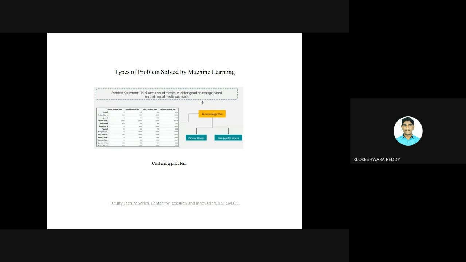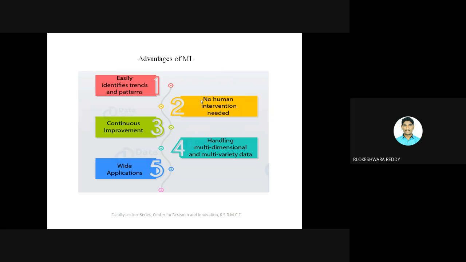as well as one sort of clustering problem, like clustering a set of movies as either a good movie, an average movie, a below average movie or a worst movie. We could cluster the movies based upon social media data. That is, based on what sort of data you are able to get, we need to cluster the different movies based on their performance levels, like whether it's a good movie, an average movie or a semi-average movie. All these things we could come across in this machine learning process.